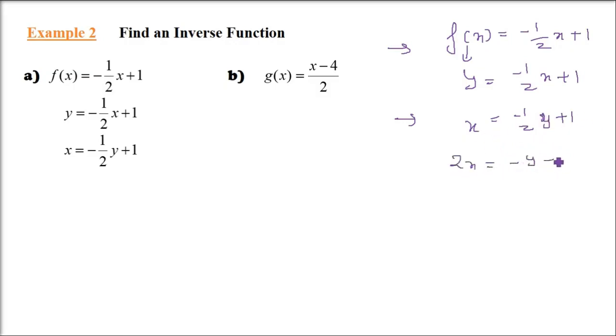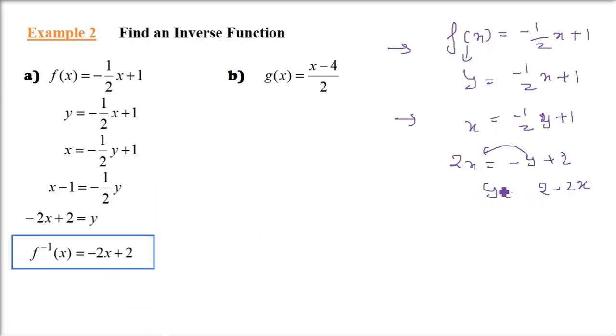So let us solve it for y. I am multiplying 2 on every side, and I just have to have y on one side and others on the other side. So what do you get? You get y equals 2 minus 2x, so you can write minus 2x plus 2 also. This y is your f inverse x. This is your inverse. This is your f inverse. This will be negative 2x plus 2.